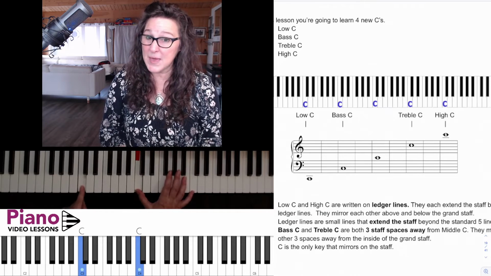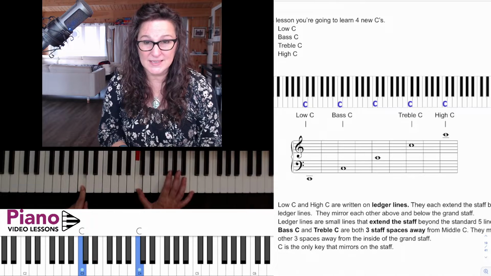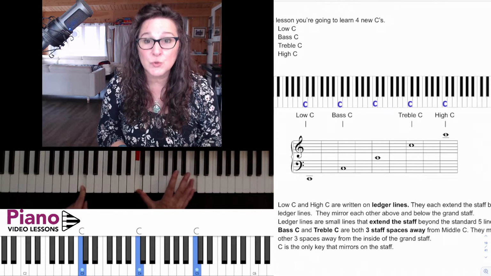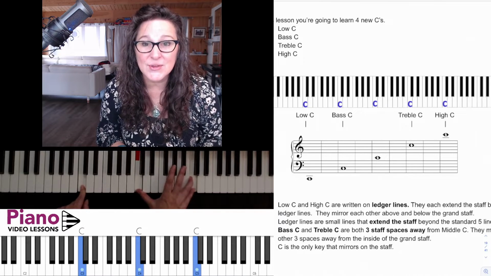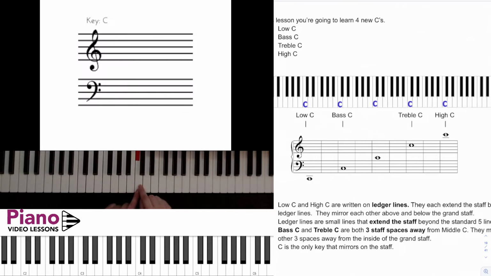And this one is called bass C. Then we have middle C. And then we have treble C. So let's have a look at those on the staff. So here you see middle C on its line, and then here is treble C, and it is in the third space above the middle. And then we look at bass C, and we can see that it's in the third space down from the middle. Now that makes sense because they're both the same distance away from the middle, and so they should be the same distance away on the staff as well.